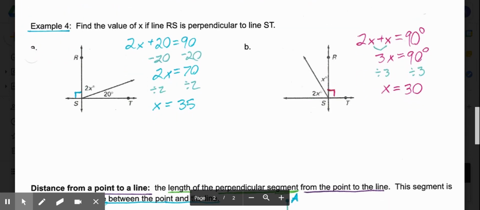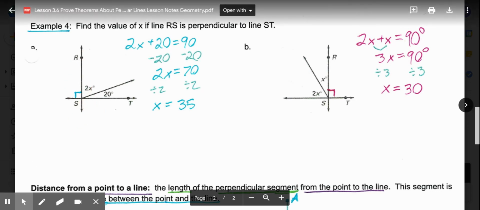Then we get to example 4. It says find the value of x if line RS is perpendicular to line ST. So line RS perpendicular to ST. So in that case, again, we know perpendicular lines create four right angles. So we know 2x plus 20 degrees is a right angle, so 90 degrees. So we can set that up, 2x plus 20 equals 90. Solve for x by subtracting 20. So 2x equals 70. Divide by 2, and x equals 35.